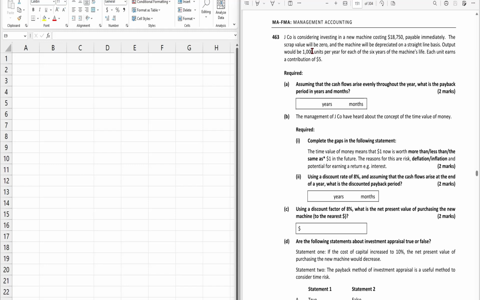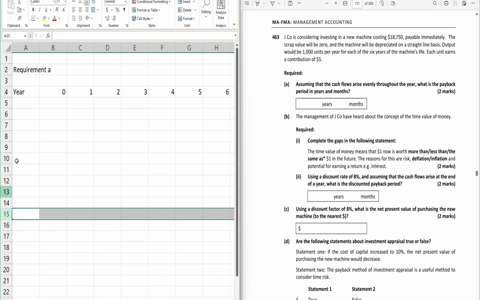The first requirement asks: assume that cash flows arise evenly throughout the year. What is the payback period in years and months? What does this sentence mean? It means that your cash flow is equal. So if I talk about requirement A, here we have years 0, 1, 2, 3, 4, 5 and 6, because the useful life of the machine is 6 years.